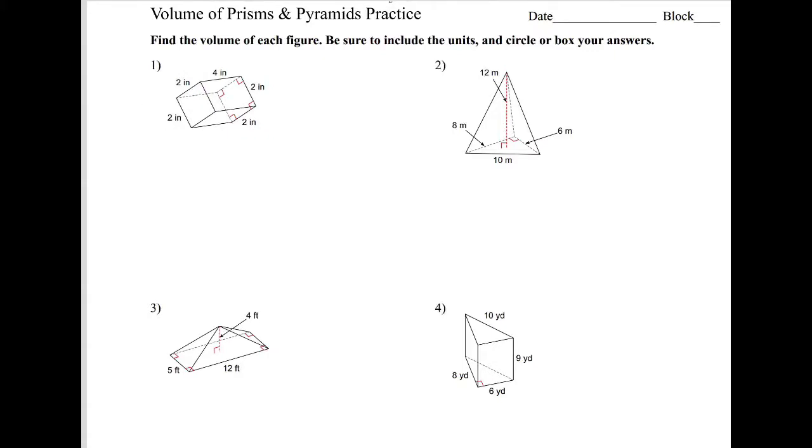So I'm going to use this side down here as my big B, and that is a rectangle. Notice it has an opposite, a rectangle of the exact same size and shape across from it. So I'm going to use those as my big B.